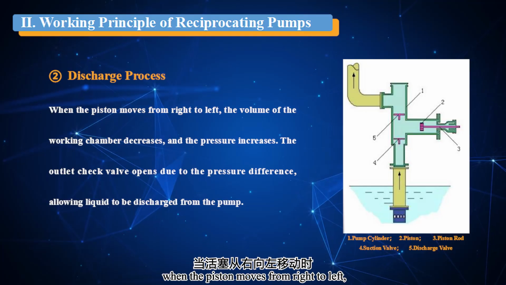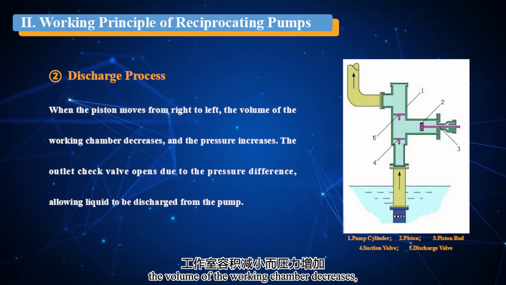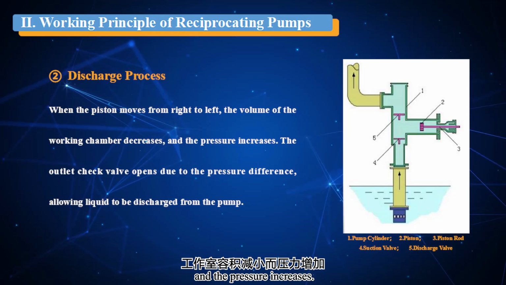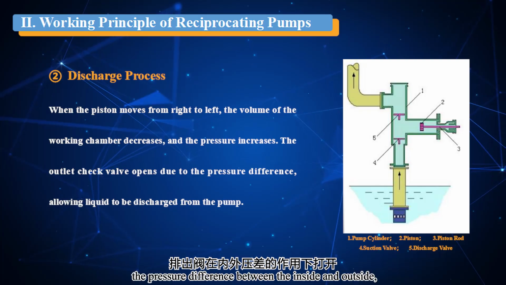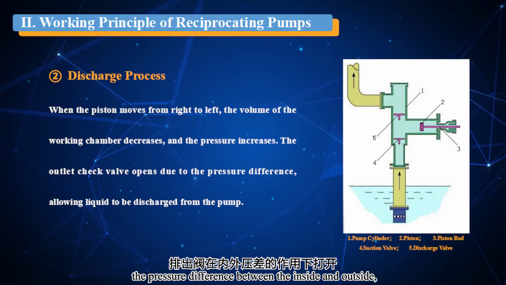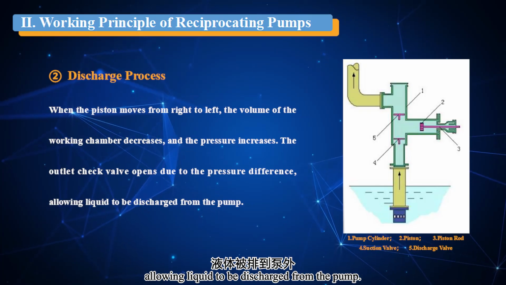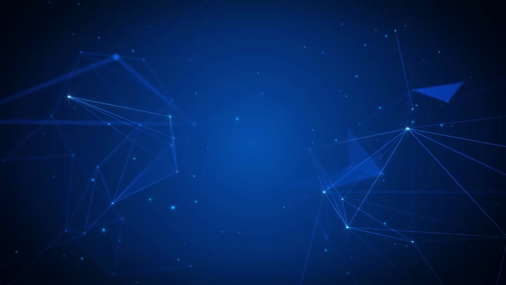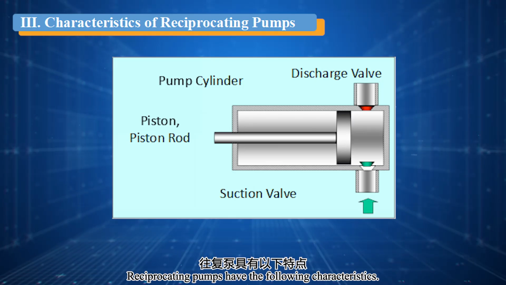The liquid discharge process of a reciprocating pump is as follows. When the piston moves from right to left, the volume of the working chamber decreases and the pressure increases. The discharge valve opens under the pressure difference between the inside and outside, allowing liquid to be discharged from the pump. Reciprocating pumps have the following characteristics.